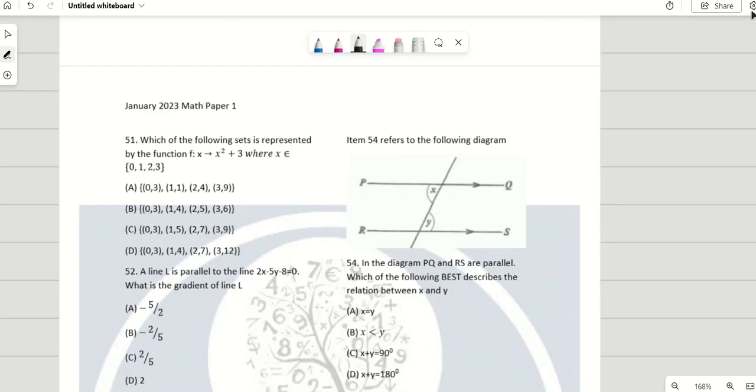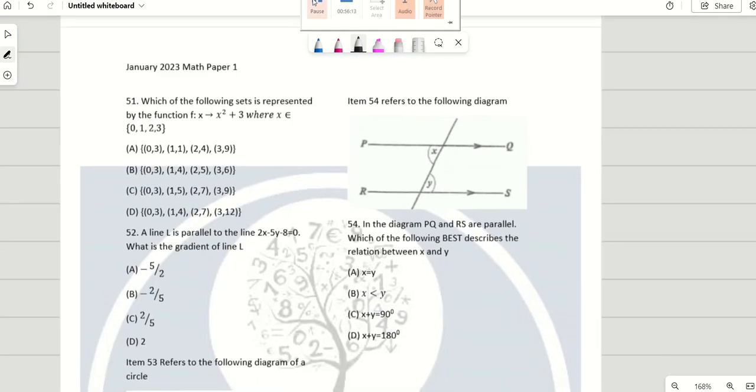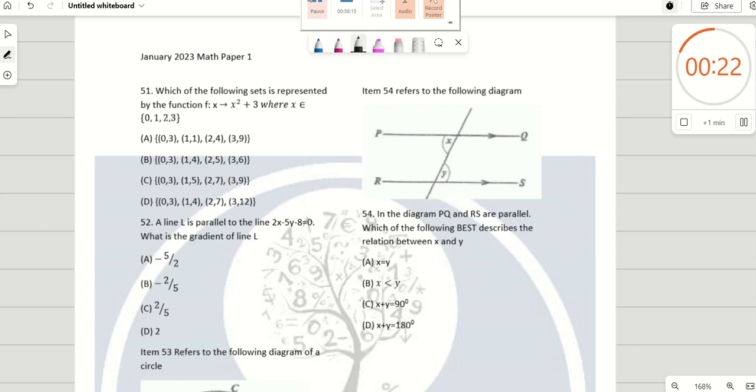Right, let's look at number 51. For a question like 51, they give you an equation f of x. f of x is also known as y, right? They give you x values, which are 0, 1, 2, 3. Wherever we see x, we're going to put 0 for your first one. So 0 squared plus 3 is 3. So therefore, y is equal to 3. So you're looking for 0 and 3.